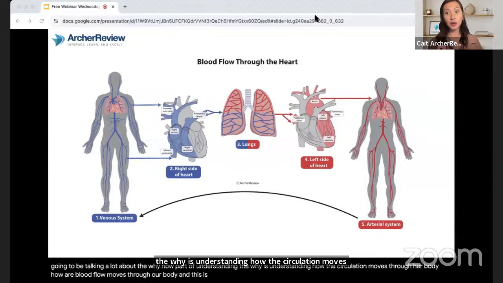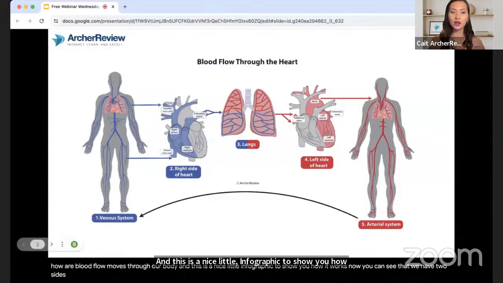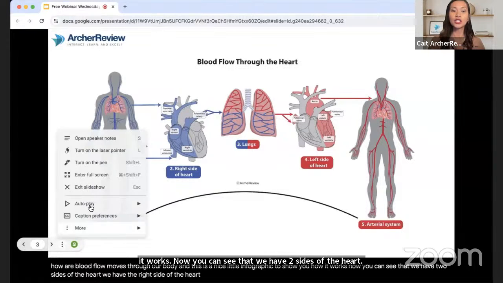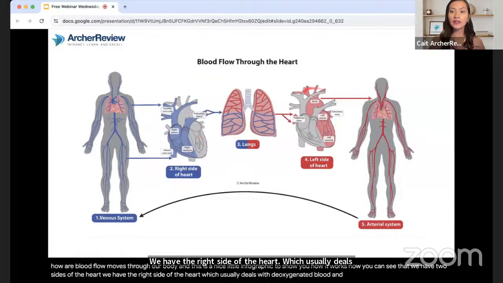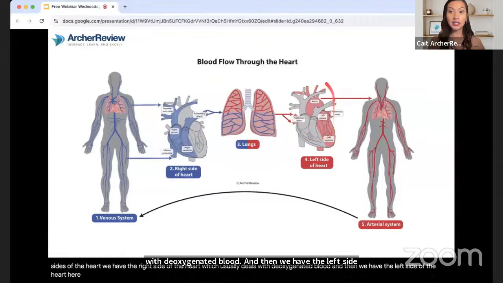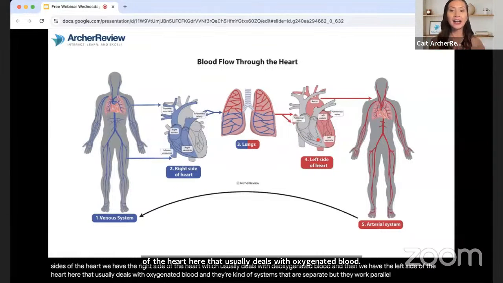And this is a nice little infographic to show you how it works. Now you can see that we have two sides of the heart. We have the right side of the heart, which usually deals with deoxygenated blood. And then we have the left side of the heart here that usually deals with oxygenated blood. And they're kind of separate systems, but they work in parallel and they kind of work together.